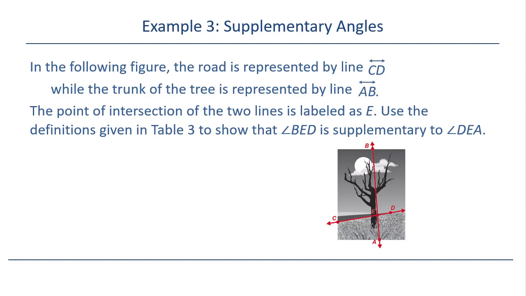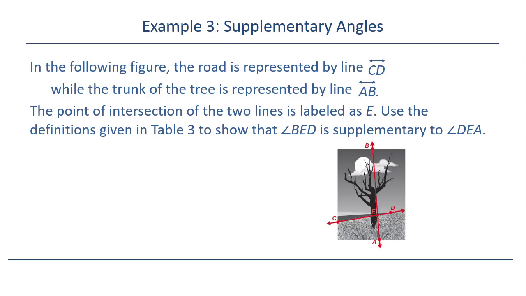Okay, how about another example? Looking for supplementary angles. In the figure, we've got line CD, this slopey one right here, that represents the road. Then we've got this line AB, this more vertical looking one, that represents the tree trunk. And the question is, with this point of intersection E, can we use the definitions that we saw before to show that BED, this one on the right, is supplementary to DEA, this one down here?